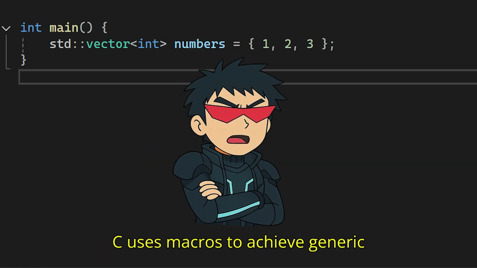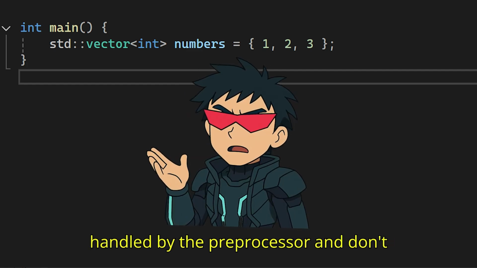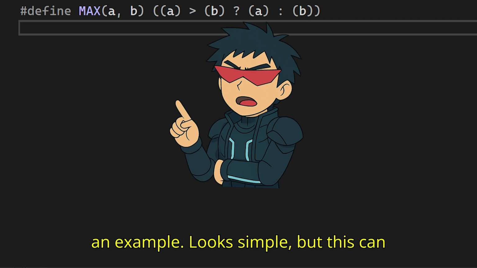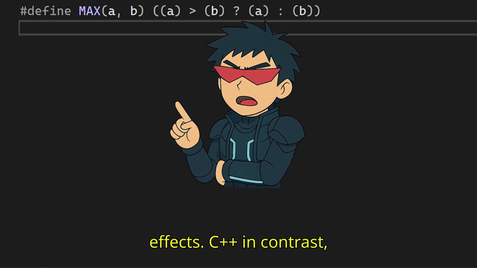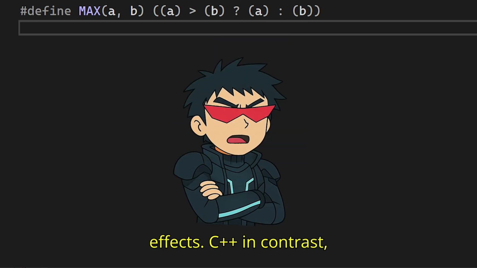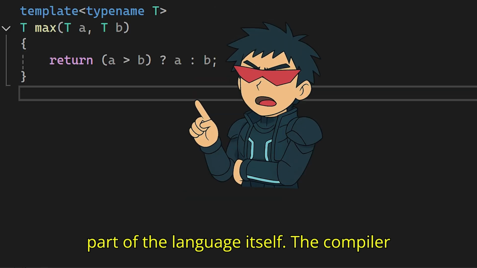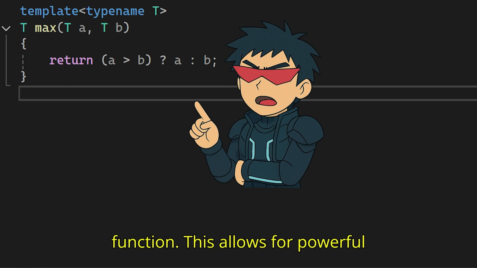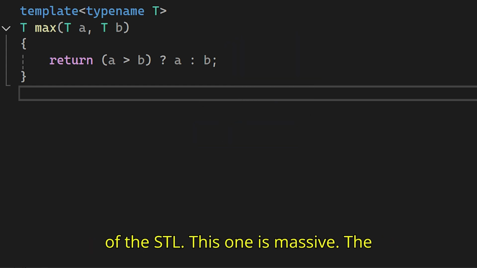C uses macros to achieve generic behavior, but macros are dumb. They are handled by the preprocessor and don't respect scope, types, or errors. Here is an example. Looks simple, but this can cause bugs if A or B have side effects. C++, in contrast, uses templates, which are type-safe and part of the language itself. The compiler type checks this. It behaves like a real function. This allows for powerful generic programming, which is the basis of the STL.